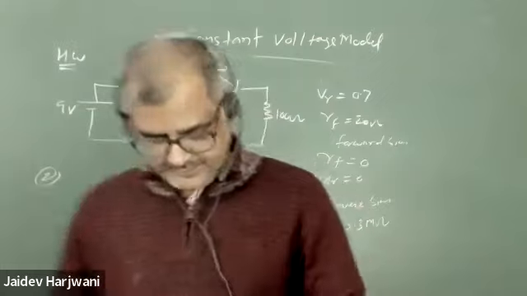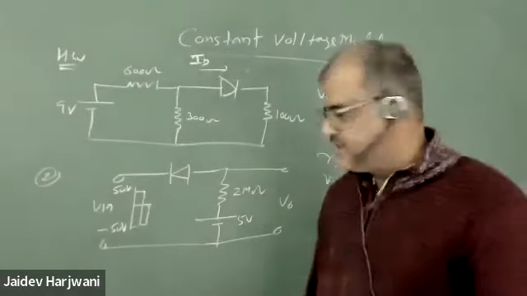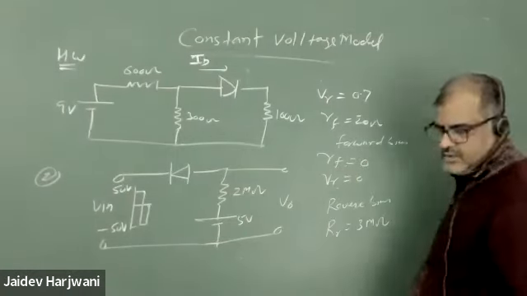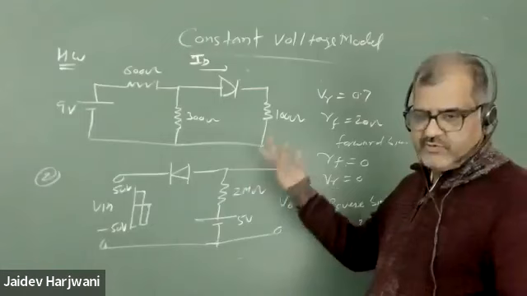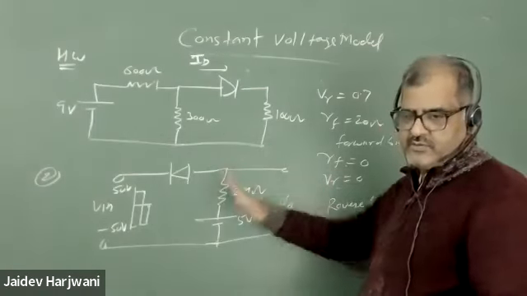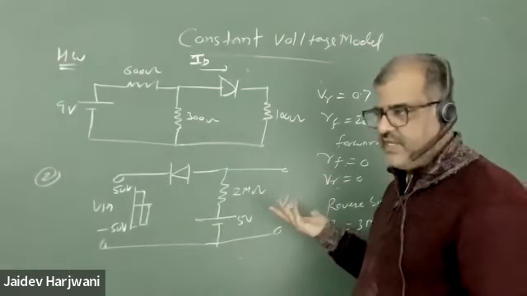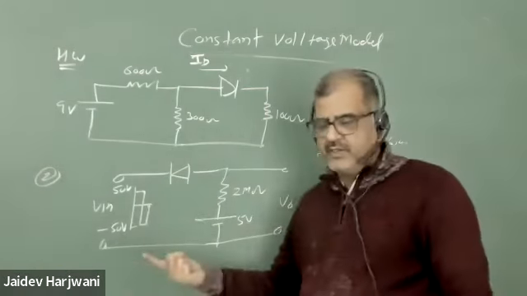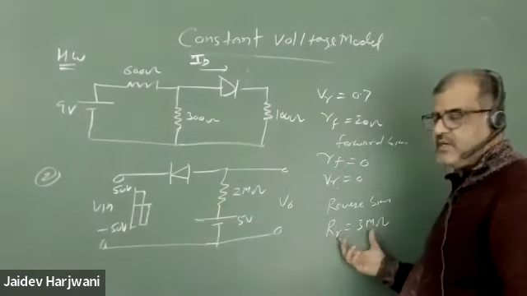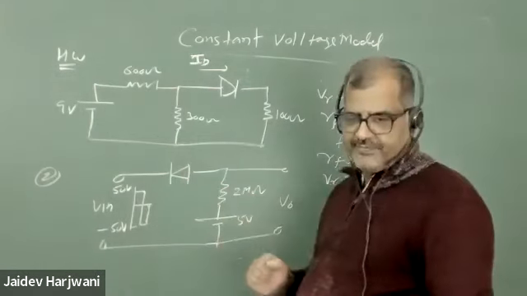Are you getting my question? The diode in forward bias is behaving like an ideal diode, so cutoff is 0 and RF is 0. So when it is forward bias, you simply make a short circuit. But in reverse bias, you should not make it open this time, because reverse bias has very high resistance, that's why generally we make it open. But this time they have given the value of reverse resistance, 3 mega ohm. So when it is reverse bias, you have to replace it by 3 mega ohm.